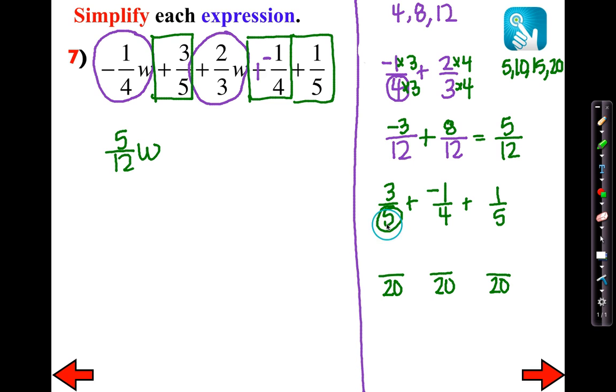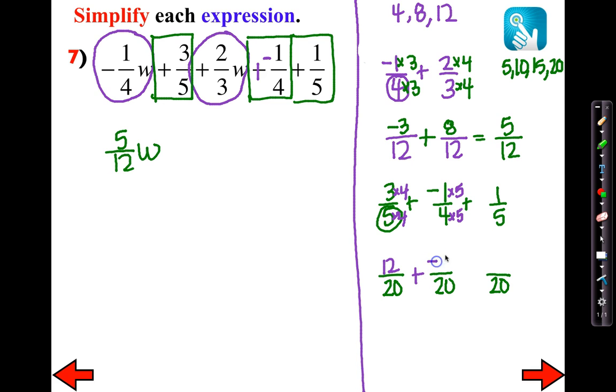So is 5 a 20? No. So we're going to transform it by multiplying it by 4. So 3 times 4 is 12. And now I'm going to bring down this plus. Same idea here. Is 4 20? Nope. But I could make it into 20 by multiplying it by 5. So here, notice it's a -1 times 5.